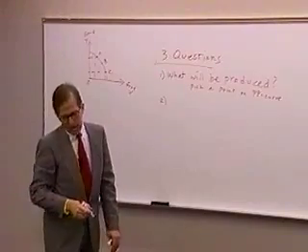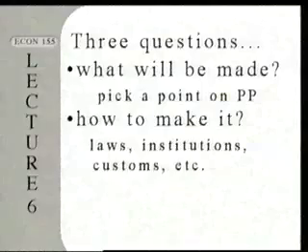Number 2, how will the goods be produced? We're going to be efficient with our production. What are our laws and institutions? Laws, customs, institutions, etc., traditions.